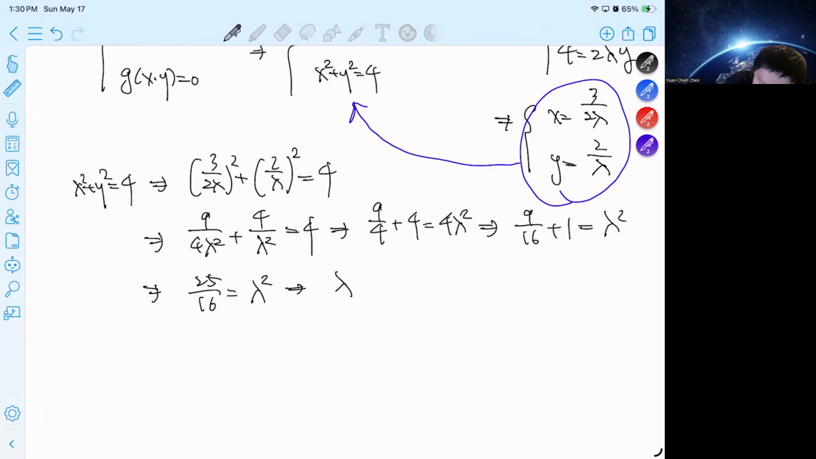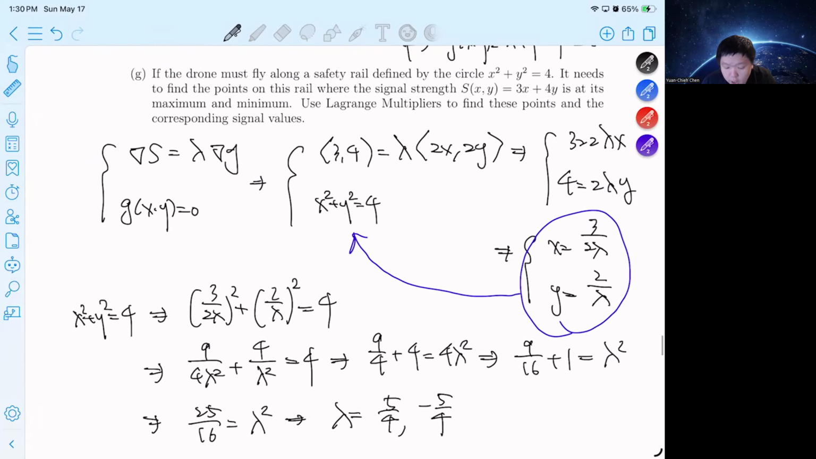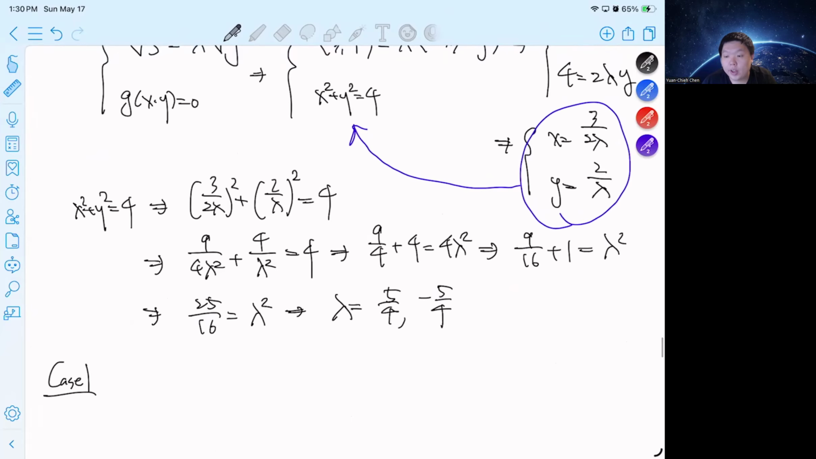So lambda can be positive 5 over 4 or negative 5 over 4. That's it. If we have lambda, then we have x and y, so we have case 1 and case 2. Remember, all local maxima happen through the Lagrange multiplier, with no exception. And since this circle is a closed and bounded curve, the maximum or minimum we find is the actual absolute maximum or minimum by the extreme value theorem. But in this case, we don't have to write that much. We just have to write maximum and minimum.